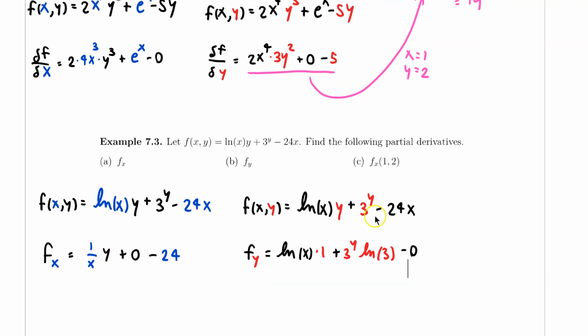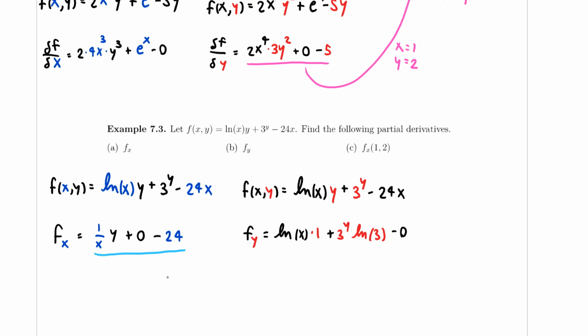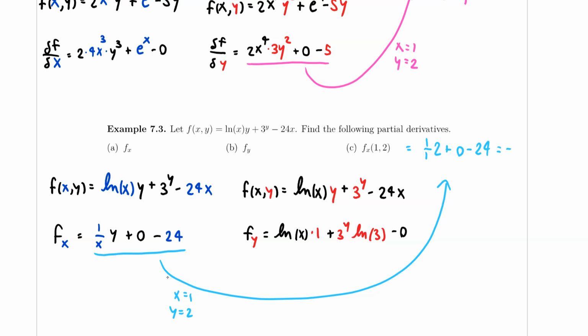And for the last part, I'd like to find f sub x of 1, 2. So once again, this is asking for the derivative of f with respect to x when my x is 1 and my y is 2. So I'm just going to look at my derivative with respect to x, which is this guy, and plug in the values for x and y. So my x would be 1 and my y would be 2. And once I do that, I'm going to get 1 over 1 times 2 plus 0 minus 24, and I'm going to get negative 22. So here is my answer for the last part.